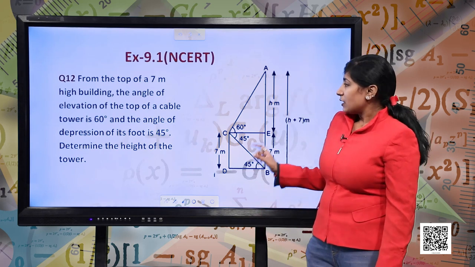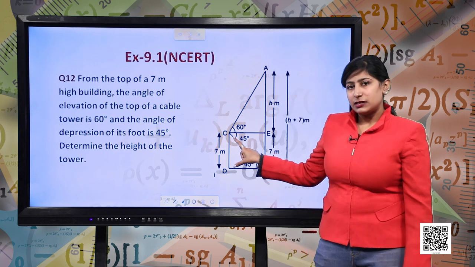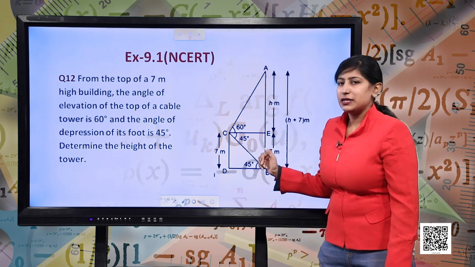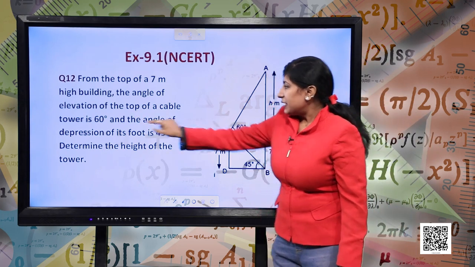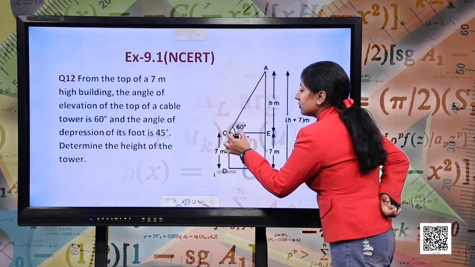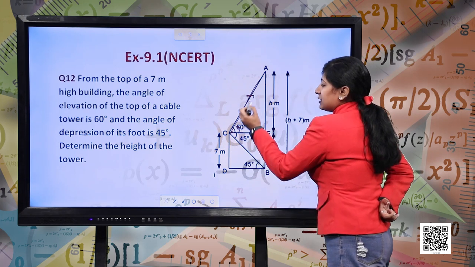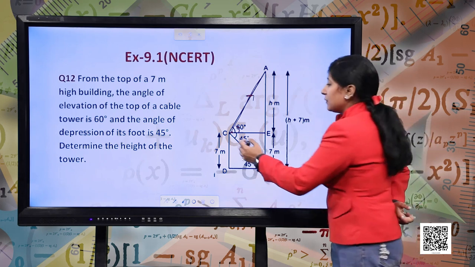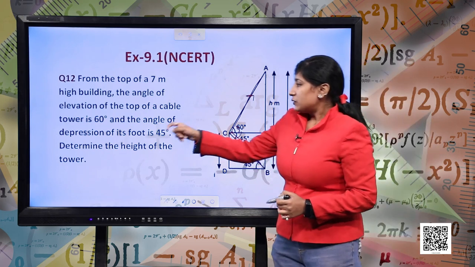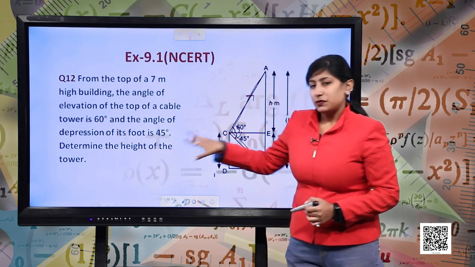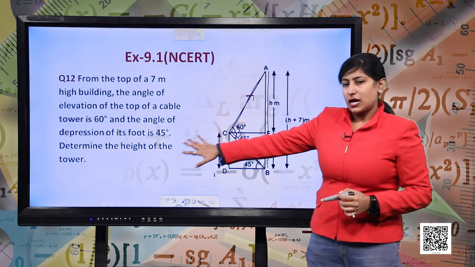See, this figure, what it is saying is 7 meter high building. So this I consider the building. This is 7 meter high. So these names I've given. Now they are saying angle of elevation. So clearly this, when you're going from sea a little higher, this angle is angle of elevation. This angle is angle of depression. This is given to be 45 degree. Now they are saying that determine the height of the tower. See, this I consider to be the tower.